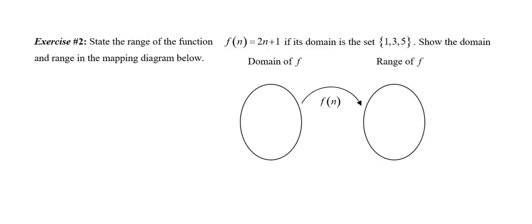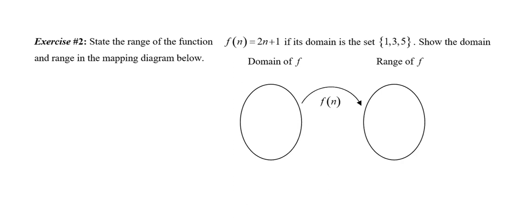Exercise 2 states the domain and range in the mapping diagram below. So we talked about roster form. Now we're going to be talking about mapping. Mapping is just these circles. We kind of discussed it a little bit in class. So we are finding the range of the function f of n equals 2n plus 1 if its domain is the set 1, 3, 5. Show the domain and range in the mapping diagram.